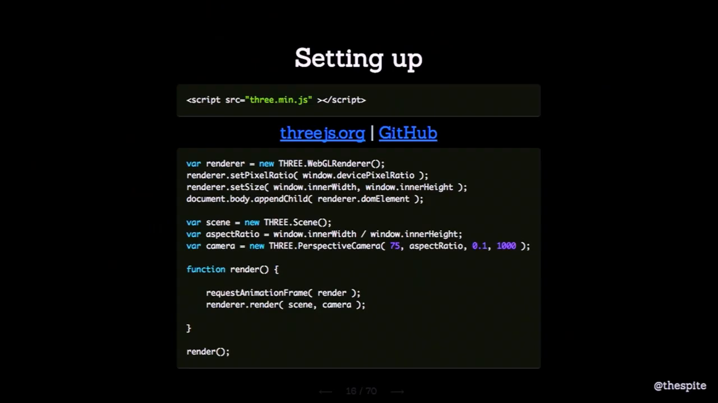You include the library, and then you create a renderer. This is a new thing. You set the pixel ratio, because now we're dealing with Retina displays, high device density screens. You set the size, because you want to cover the whole screen or part of the screen. Attach it to your DOM.